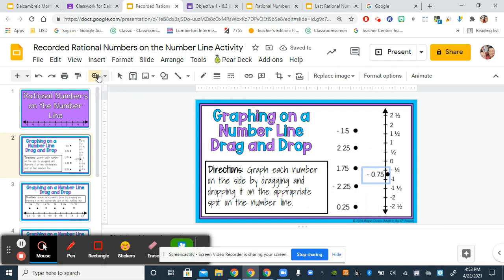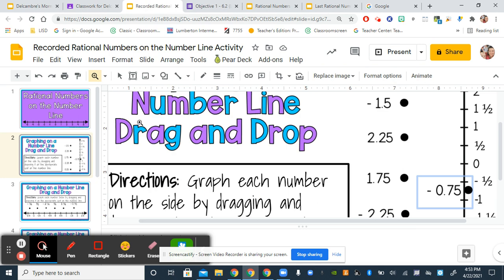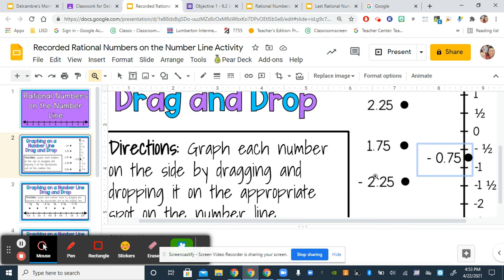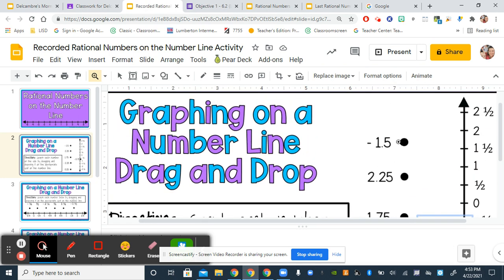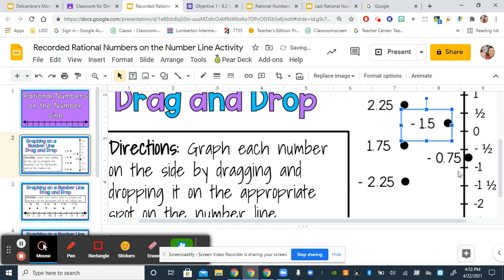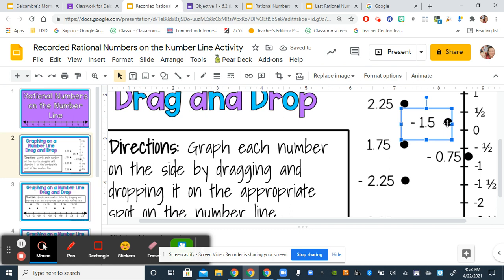See if I can get this larger. Okay. My next number is -1.5. So I'm going to click on it. I'm going to go to where my negatives are. Scroll down. And that's a -0.5. So it's going to be right there.